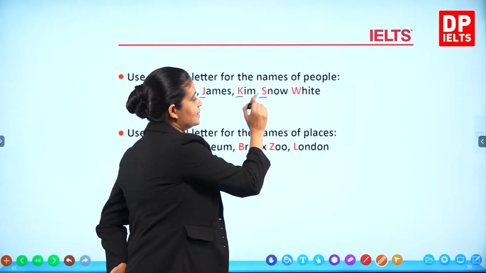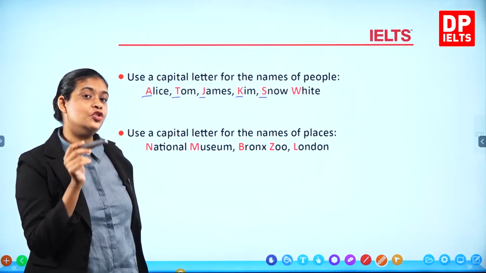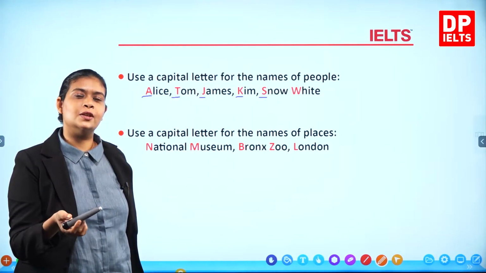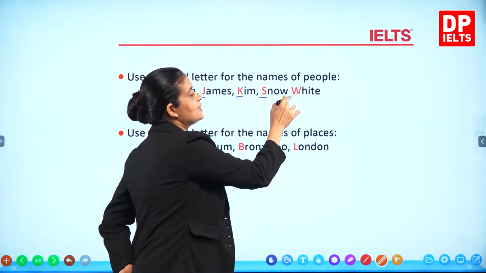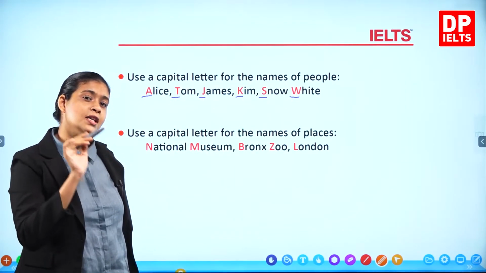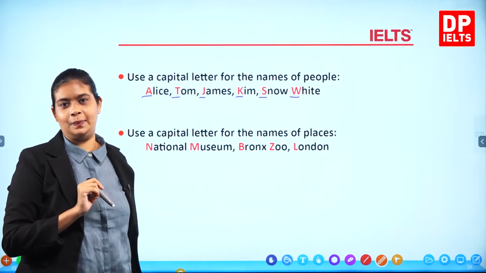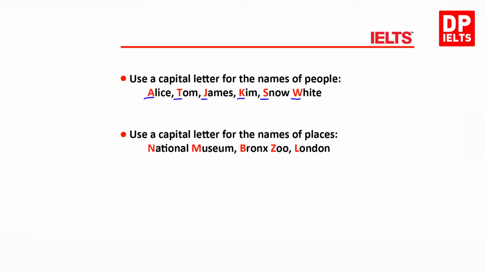Snow, S is capital, but it's not just the name, Snow White. If you all know the fairy tale, Snow White. So the first name is Snow, her second name is White. So the first letter of both names are capital. In this name too the first letter must be a capital letter. Snow White is a fairy tale for small children. The first letter of the first name, S in Snow, must be capital. The first letter of the second name, W in White, must be capital.